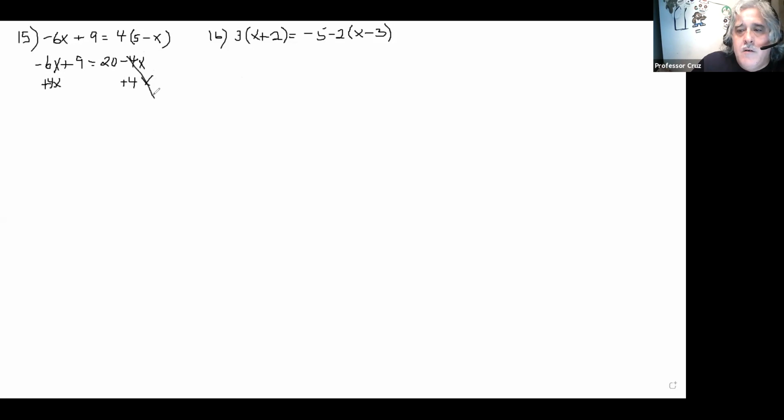So here they're all gone, and then this is negative 2x plus 9 is equal to 20. And then we're going to subtract the 9, the opposite, to get rid of it from over there. And we got negative 2x is equal to 11 positive, because it's 20 minus 9.